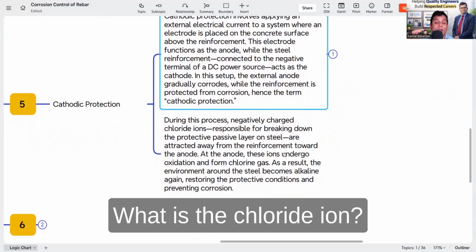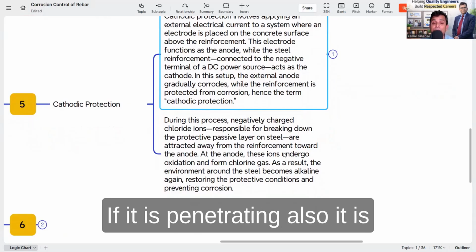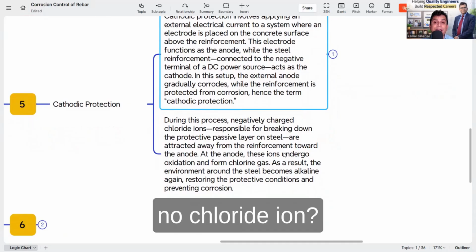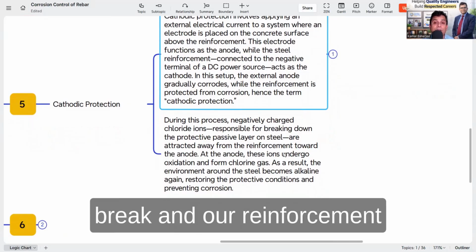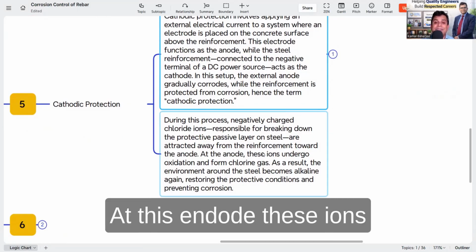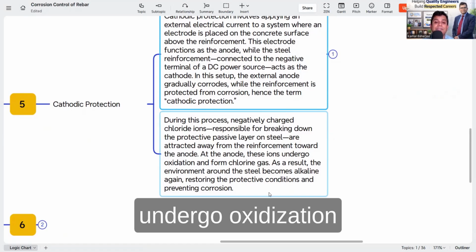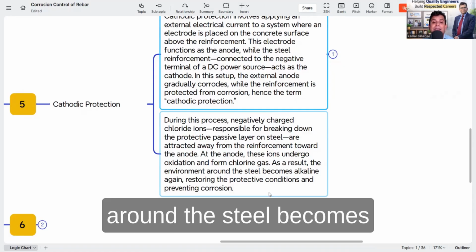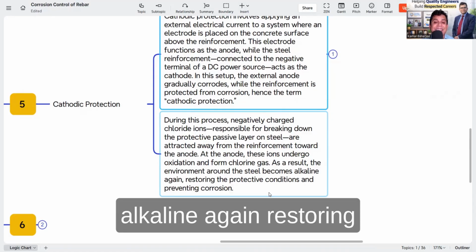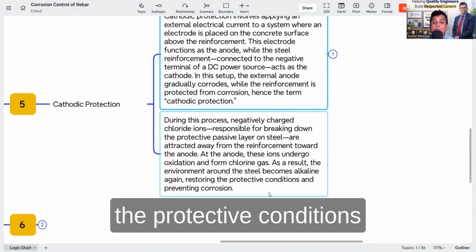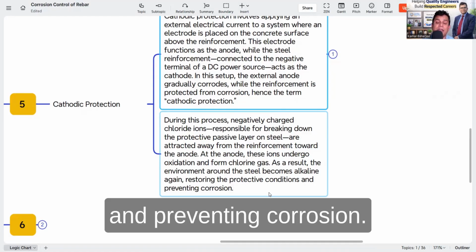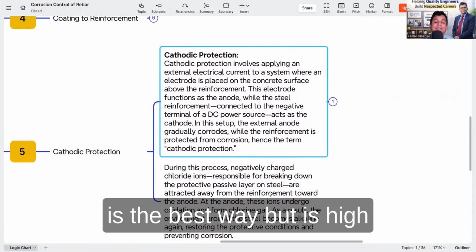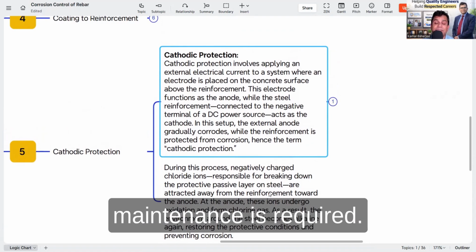So what is happening? What is the chloride ion? If it is penetrating, it is taken away from the concrete. If there is no chloride ion, the passive layer will not break and our reinforcement will be protected. At this anode, these ions undergo oxidation and form chlorine gas. As a result, the environment around the steel becomes alkaline, again restoring the protective conditions and preventing corrosion. So cathodic protection is the best way, but a high initial cost and long maintenance are required.